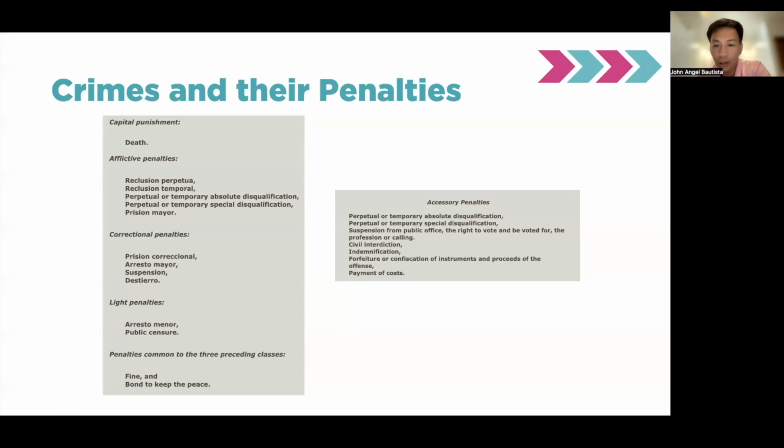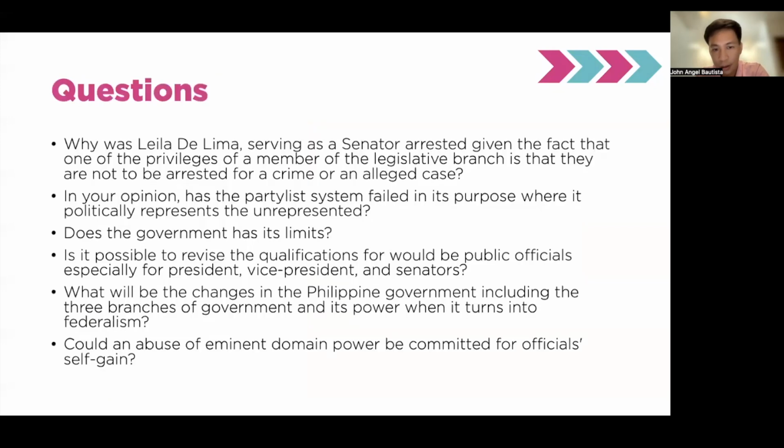And forfeiture or confiscation of instruments, yung mga kung may mga illegal or mga ill-gotten na mga bagay diyan, pwedeng i-forfeit 'yon, and payment of costs. So these are all the penalties that are included in our criminal justice system. So, I think that's it. Yung questions na yung susunod.